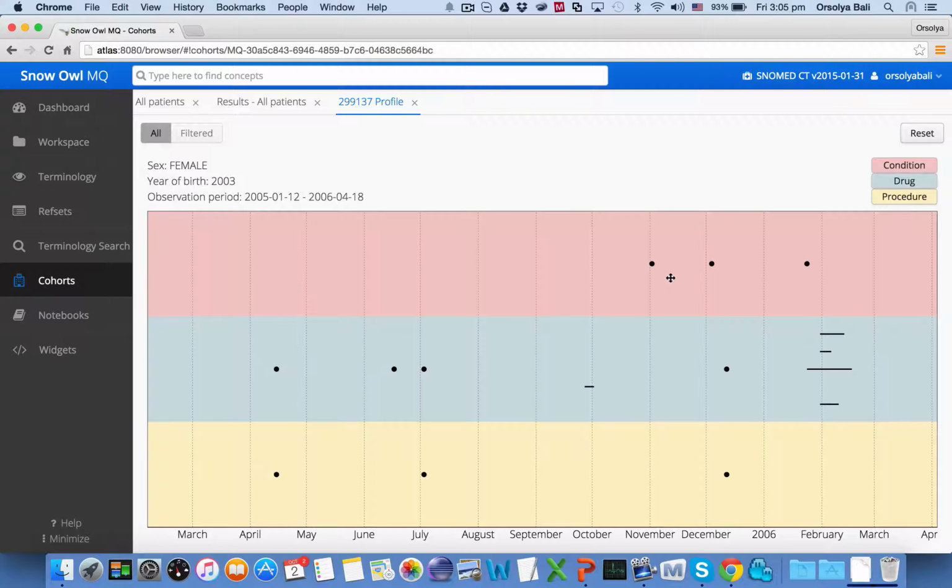Fortunately for her, there aren't too many conditions, but sometimes this screen can get really dense if a patient has a lot of clinical encounters.